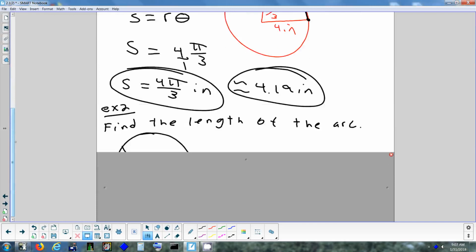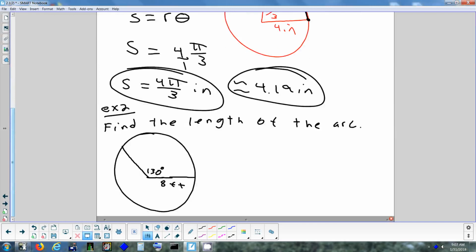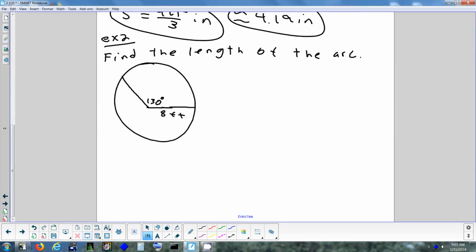All right, so let's try another one. This time I just drew a picture rather than writing it all out in words. Okay, so find the length of that arc. Once we learn the other formula, it's going to be for area. We're not finding the area of that. We haven't talked about how to do it yet. Once we do, you're going to have to decide, is this an area problem or is this an arc length problem? Well, read the directions. Find the length of the arc. It's an arc length problem.